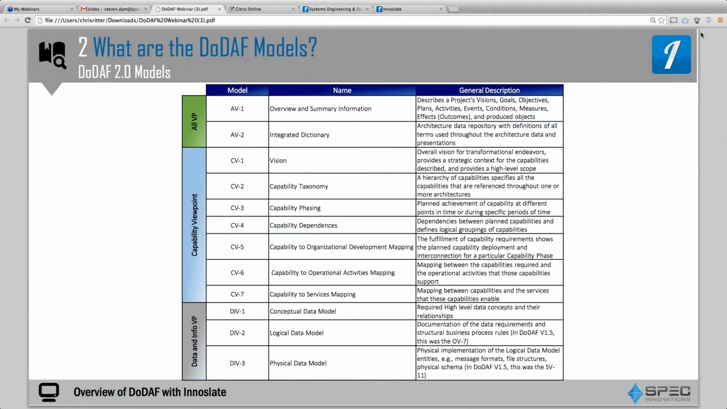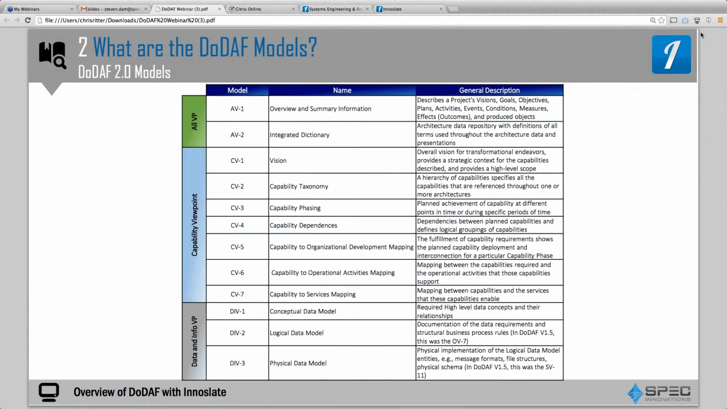So let's talk about them very briefly. Just so you know, here are the AV products. There are two AV products. The first one is the kind of project plan for the architecture. The second one says it's an integrated dictionary, but if you look at it very carefully, it says architecture data repository. So what they want is not only the definitions, so it's not just a glossary list, it actually has all the relationships and things like that, the ontology or the information set, and how you're bringing that information together as well.